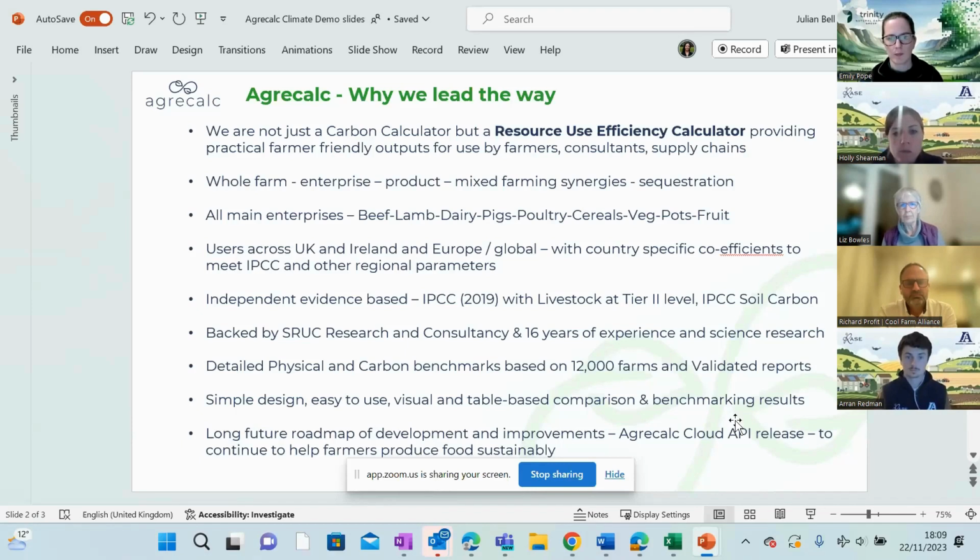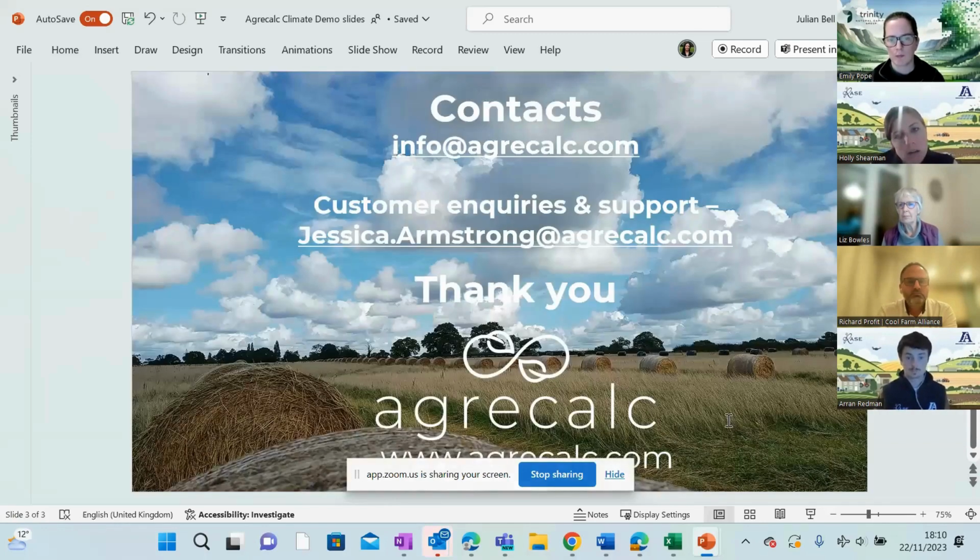Agrecalc is simple in design, easy to use, and has a lot of features that are practical and can help the farmer or those advisors helping them to understand what's happening in the system, where the emissions are coming from, and areas for improvement. We've got a long future roadmap of development and improvement. We've just released Agrecalc Cloud, with APIs as well for web interconnection. We're very focused on continuing to help farmers produce food sustainably. Of course, we can be contacted if you have questions or inquiries, and those are our contact details there.